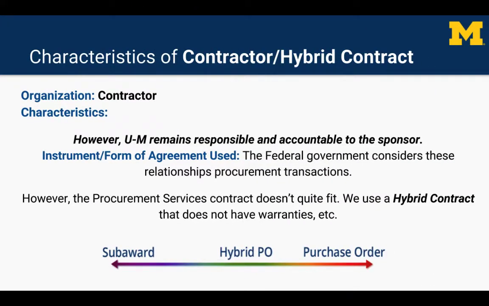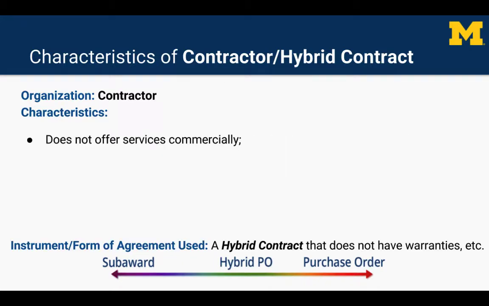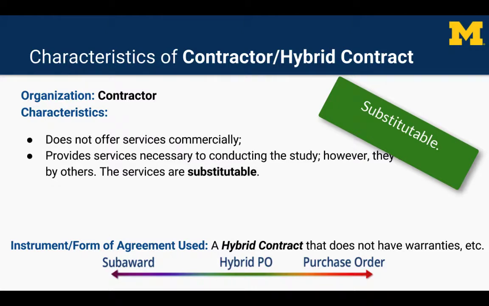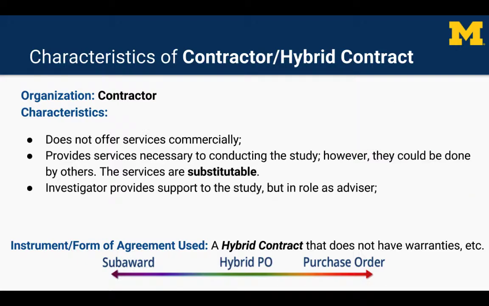the program. Some characteristics of a contractor under a hybrid agreement are: the contractor does not offer the services commercially, the contractor provides services that are necessary for conducting the study, however, they could be performed by others. The contractors are substitutable. This is especially true with clinical trials. The contractor may have an investigator on the team who might participate in co-authoring papers, in providing input for the protocol, and participating on steering committees. But ultimately, this person does not have responsibility for the programmatic decision-making.